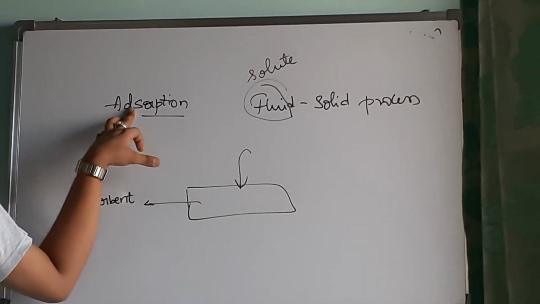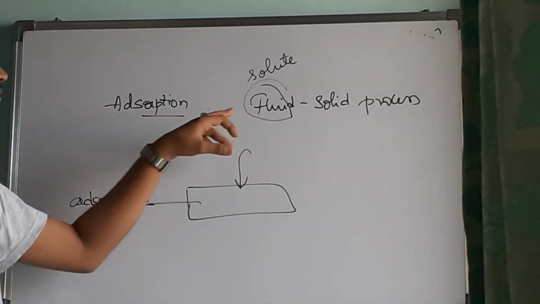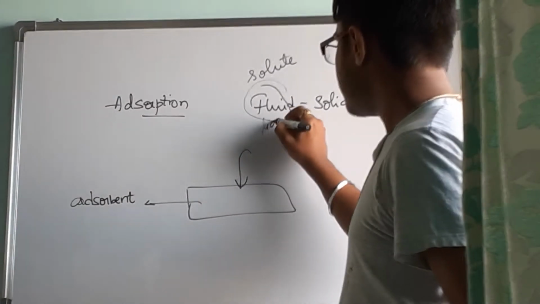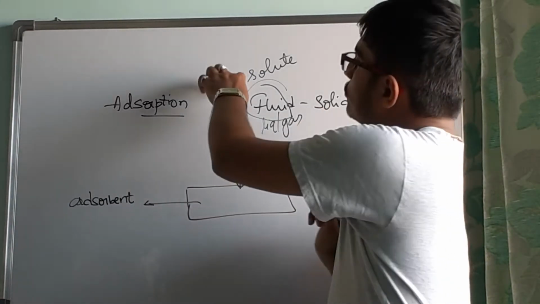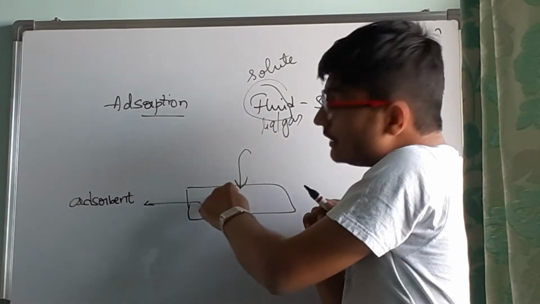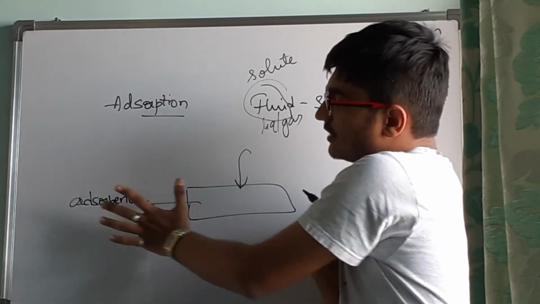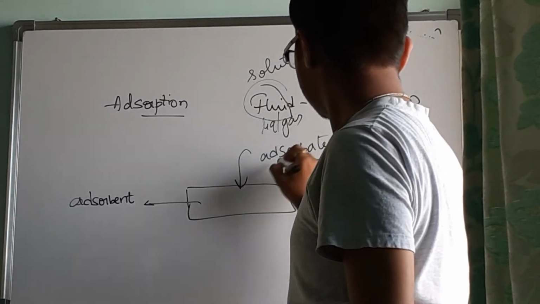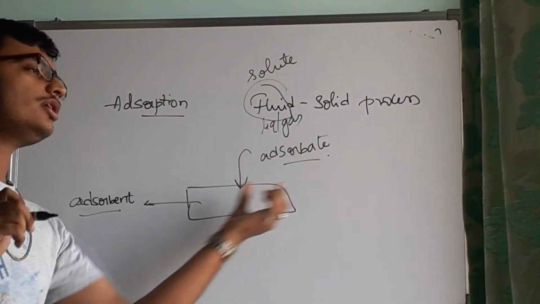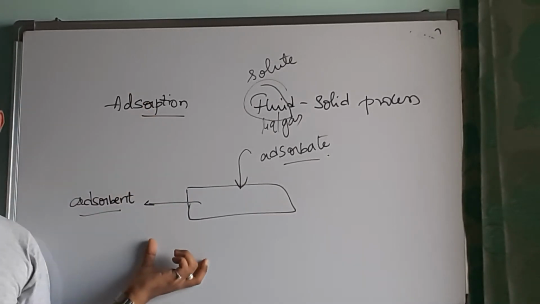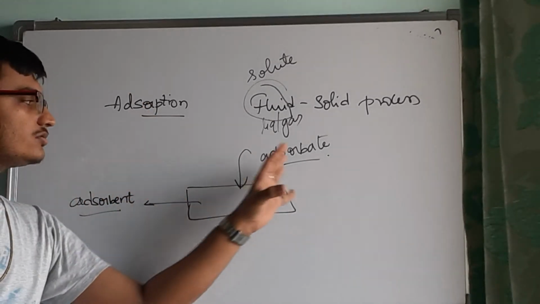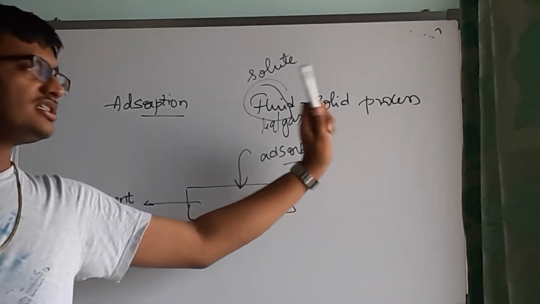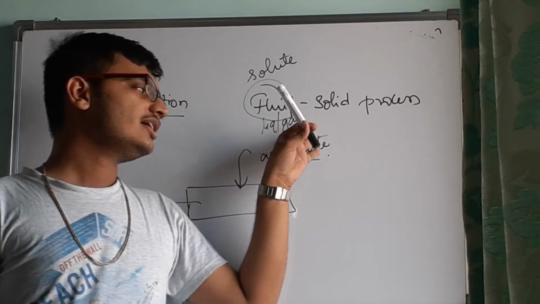It is adsorbent. And the fluid particles or the solute particles of the fluid might be liquid or a gas, anything. The solute particles of the fluid that settle on this solid compound or adsorbent are known as adsorbate. So these are the very two common terms that you come across in the entire unit. So basically, first we need to understand these two terms. Okay, so adsorption is generally a fluid solid process where fluid may be a liquid or a gas.